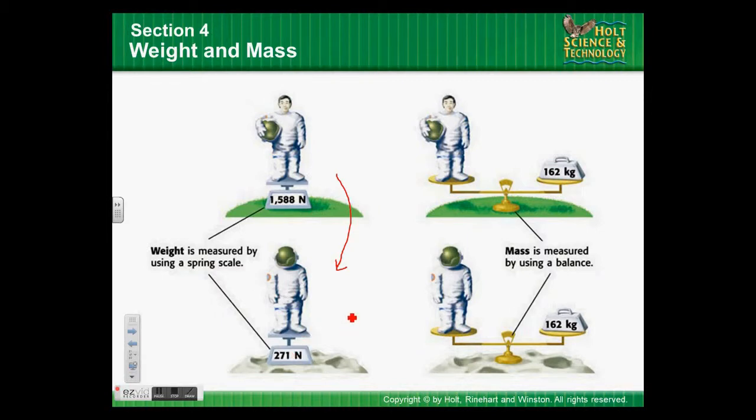When he goes to the moon, down here, his weight is less, about a sixth. He weighs less because the moon has less gravity, so it's not pulling him down as hard. Why does the moon have less gravity? Because the moon has a smaller mass. The smaller mass of the moon means less gravity. Now we measure his mass on the moon. You see the mass, 162, 162, the mass remained the same.